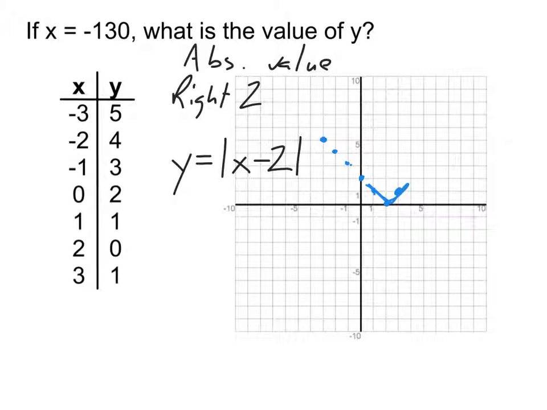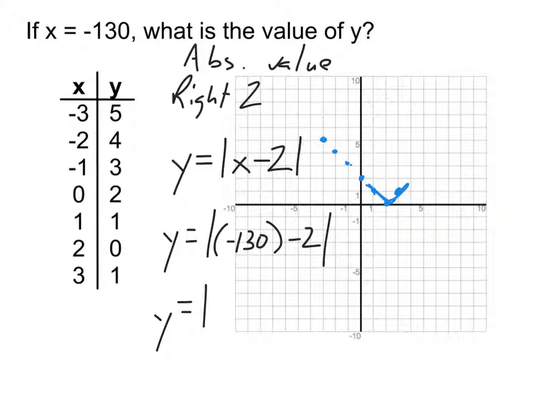Because plugging in negative 130, it's a lot easier to just plug it into an equation than it is to try to count this way 130. So plug it in. Y equals absolute value of negative 130 minus 2. Now remember, you've got to do the stuff inside the absolute value before you do the absolute value. So negative 130 minus 2 is negative 132.